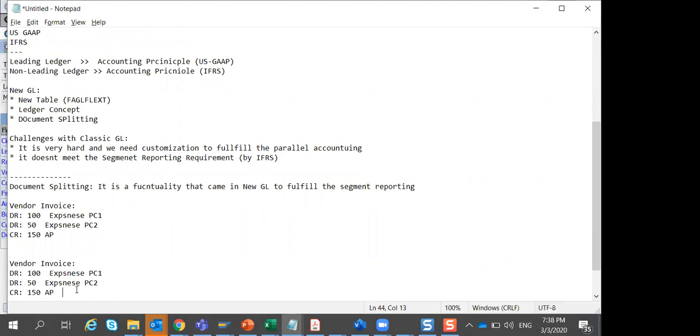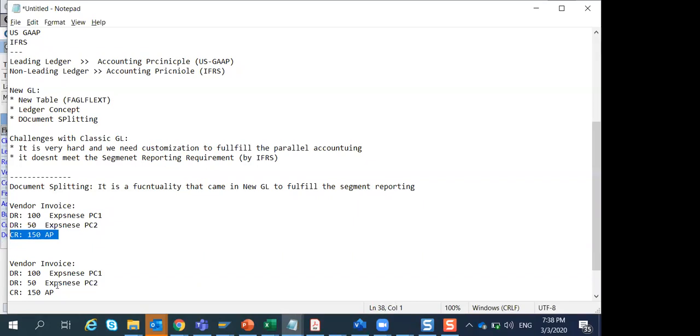So what the document splitting did is it split. Let me just go back in. You see this document here, this balance sheet line item. What the document splitting did is take the balance sheet line item and split it based on the same ratio of the P&L GL account. When I say P&L, that means the expense GL account. I'll repeat it again. What does document splitting do? It splits the balance sheet GL account line item into multiple lines in proportion to the expense line items.